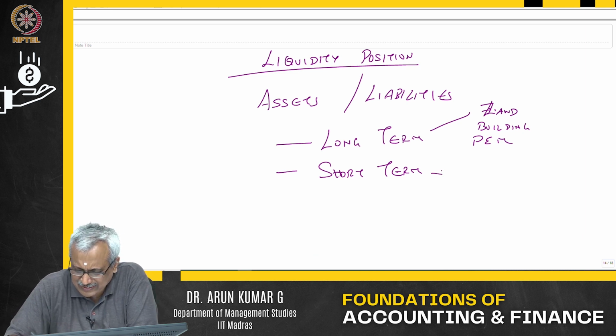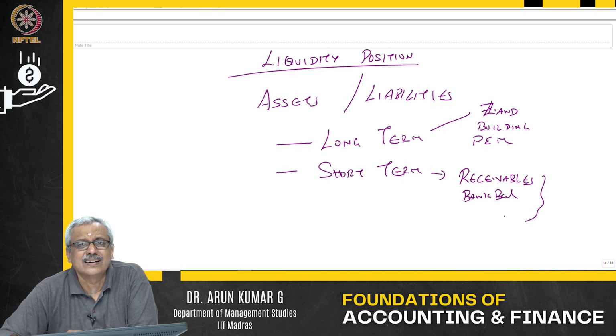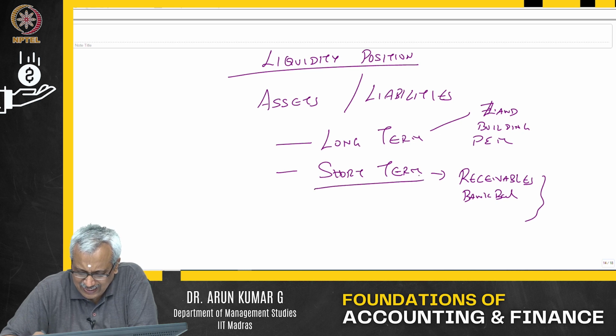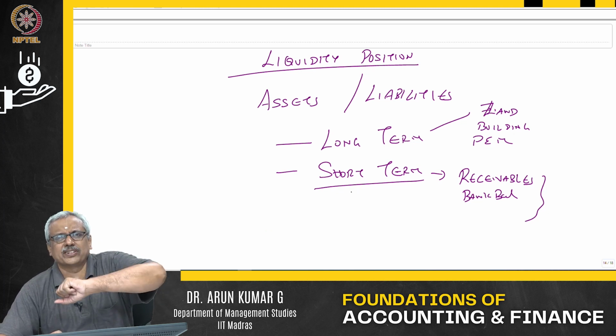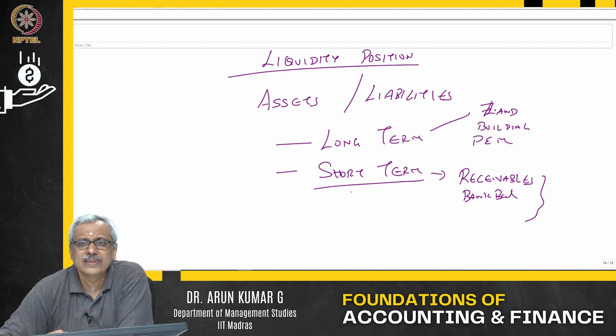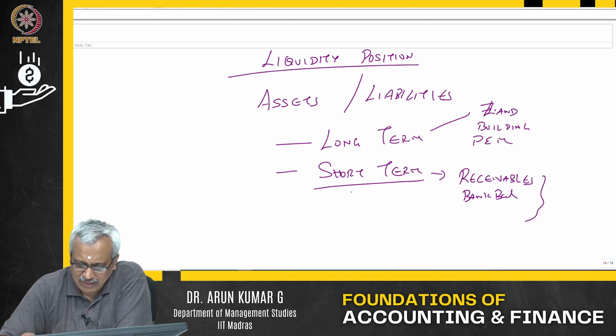What are your short term assets? Any receivables, the bank balance, etc. That is the asset which can change its position almost every day in the short term. Land and building will all remain for a long term, they are all long term assets.